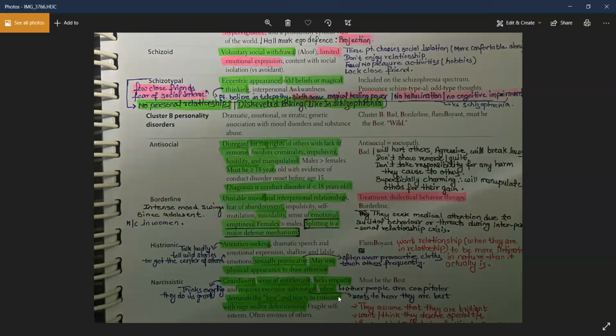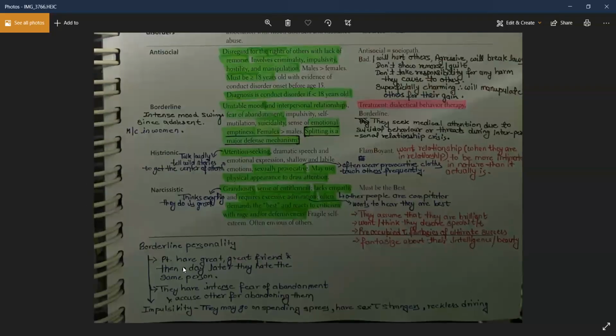Okay, so at one time they have very great friends, and then later the same person, they start hating. They have a very intense fear of abandonment, and accuse others of abandoning them. They have impulsivity. They may go on spending, having sex with strangers, recklessly driving, gambling, or traveling without thinking about money problems. Okay, that is about the borderline personality disorder.